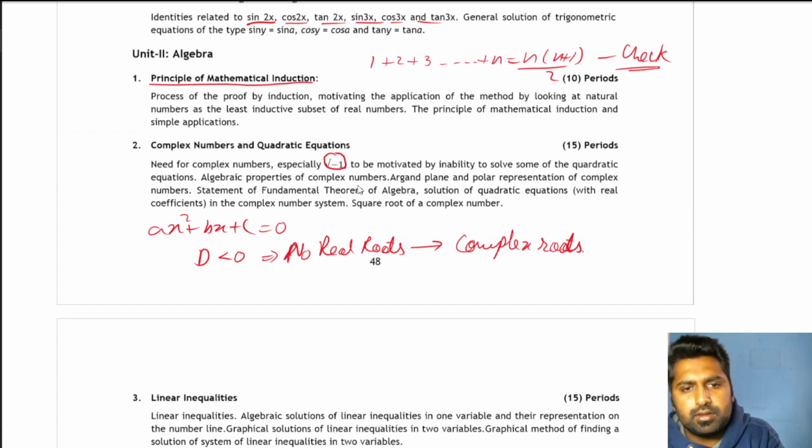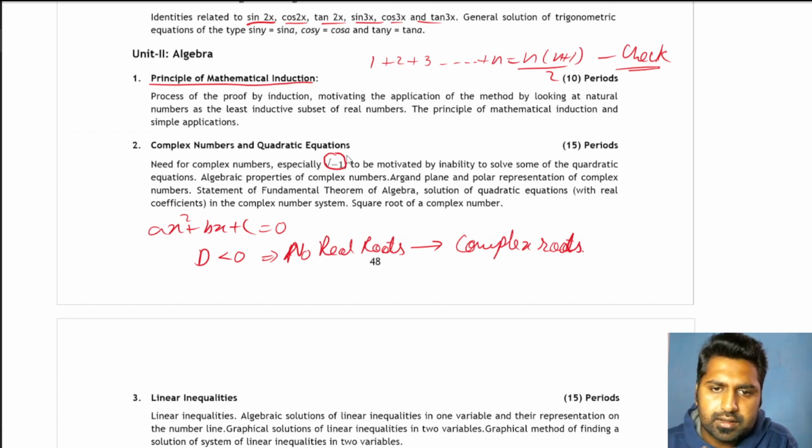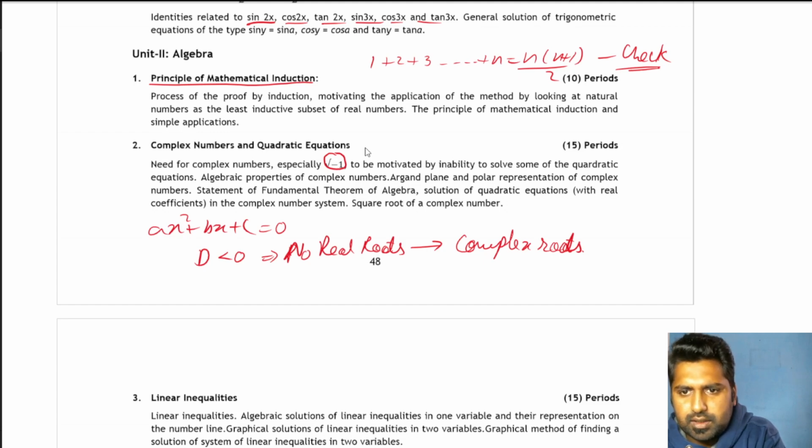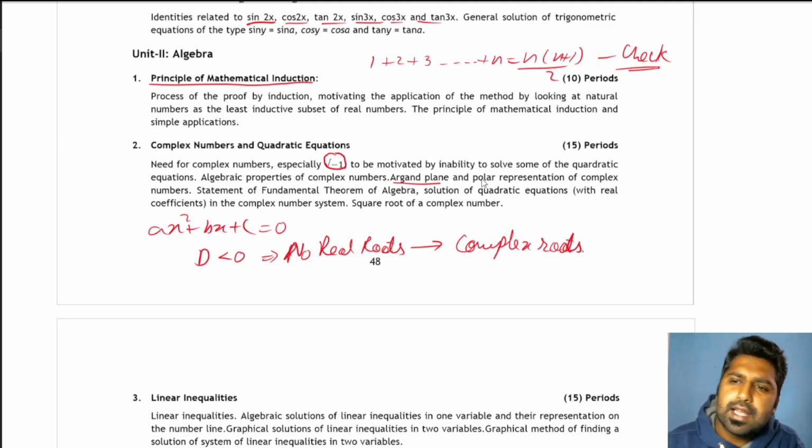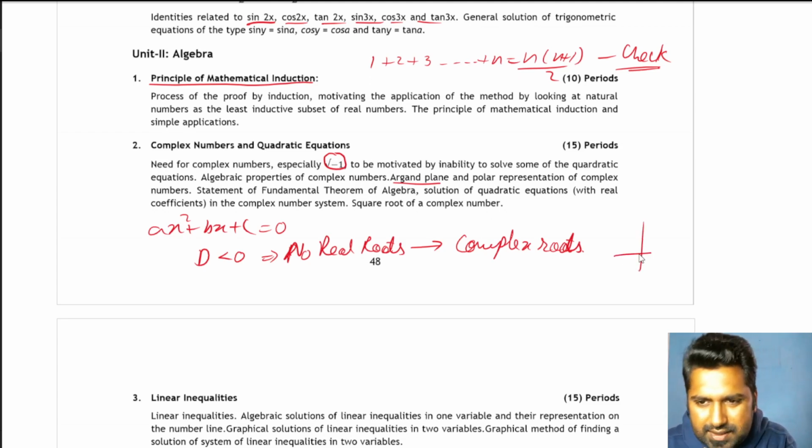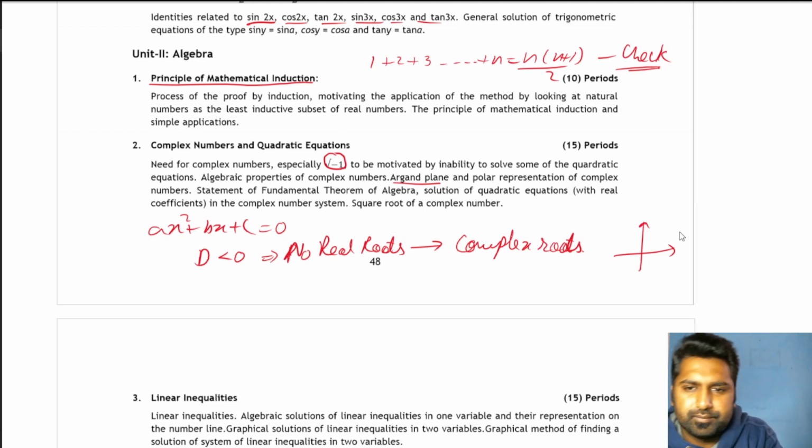But there we start with the concept of complex numbers. We'll start with this thing, square root of minus 1, and how it is used. How we can get solutions for quadratic equations which have no real roots. So we'll have complex roots. And we'll talk about something known as the Argand plane, pretty much similar to your x-axis, y-axis. It's just that the names of the axes are different.